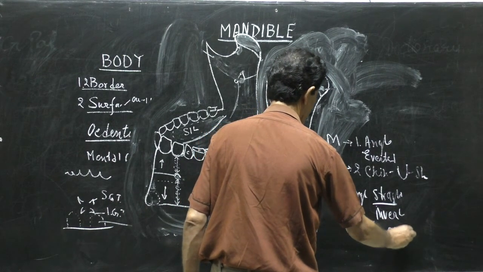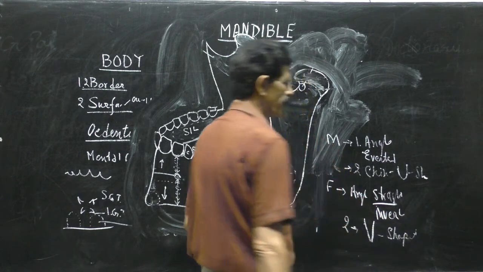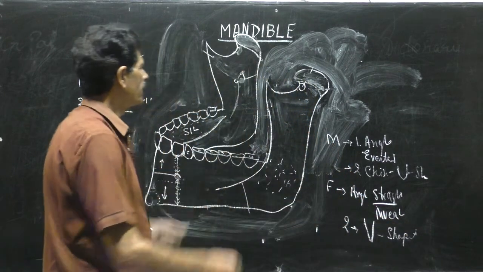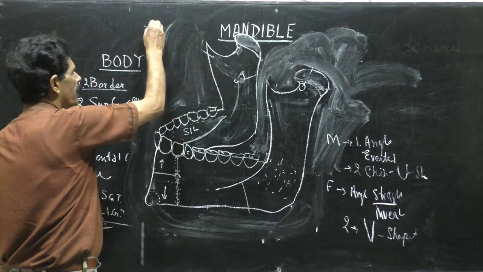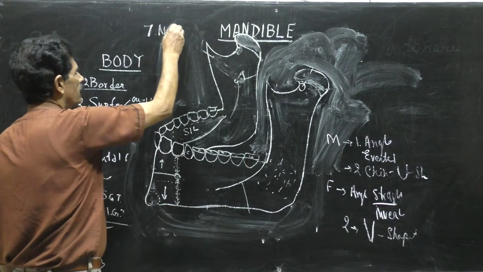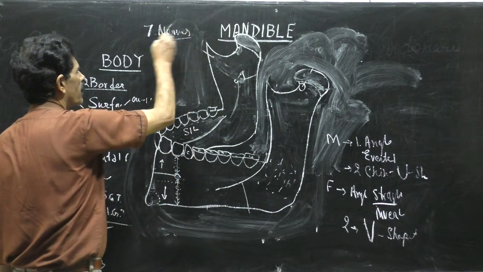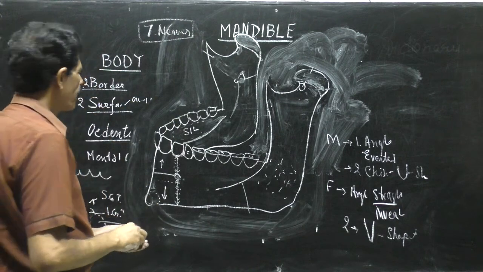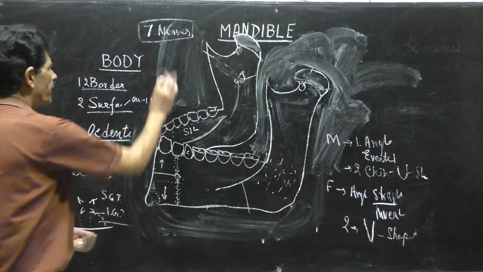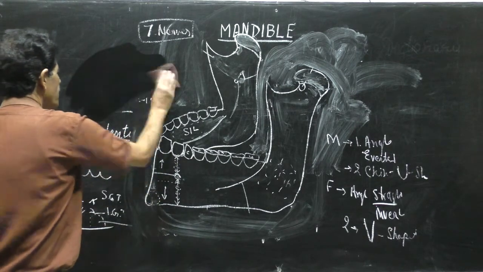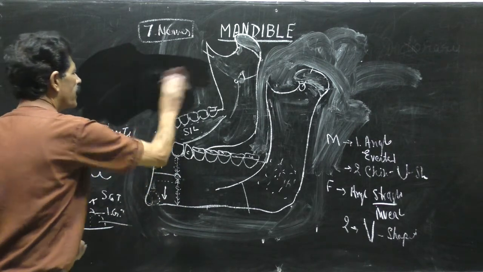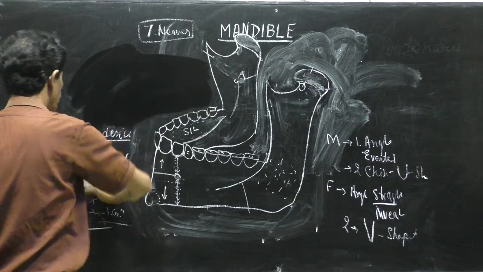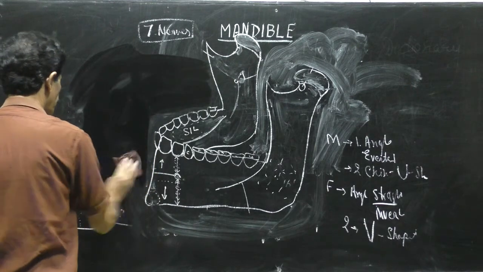Another thing about the mandible is that 7 nerves are touching the mandible. They are sensory as well as motor. These nerves touch the various parts of the body and the ramus of the mandible. Let us see what these 7 nerves touching the mandible are.